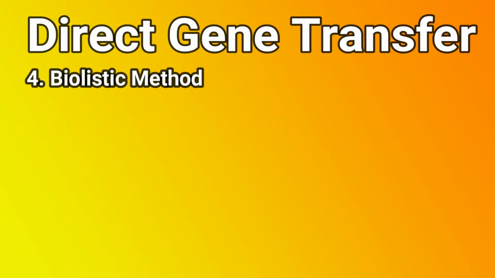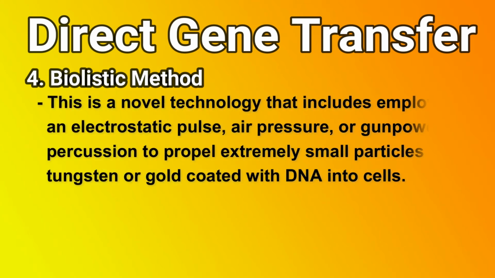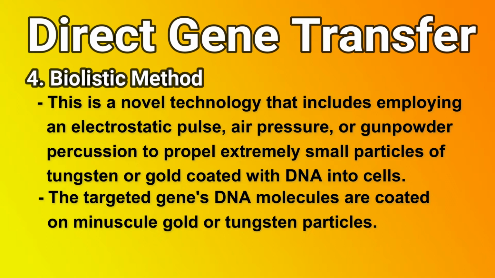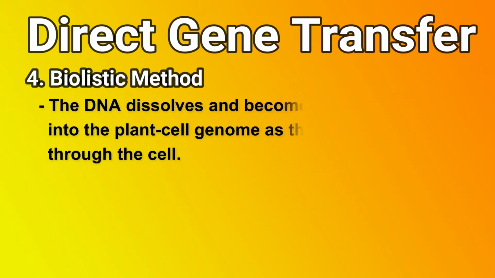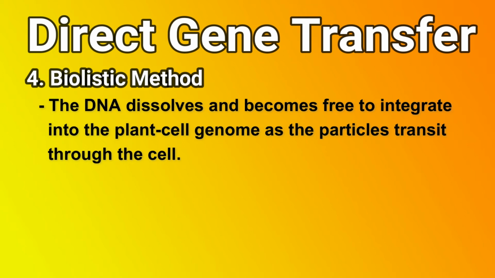Ballistic method, microprojectile or particle gun method. This is a novel technology that includes employing an electrostatic pulse, air pressure, or gunpowder percussion to propel extremely small particles of tungsten or gold coated with DNA into the cells. The targeted gene's DNA molecules are coated on minuscule gold or tungsten particles. The DNA dissolves and becomes free to integrate into the plant cell genome as the particles transit through the cell.